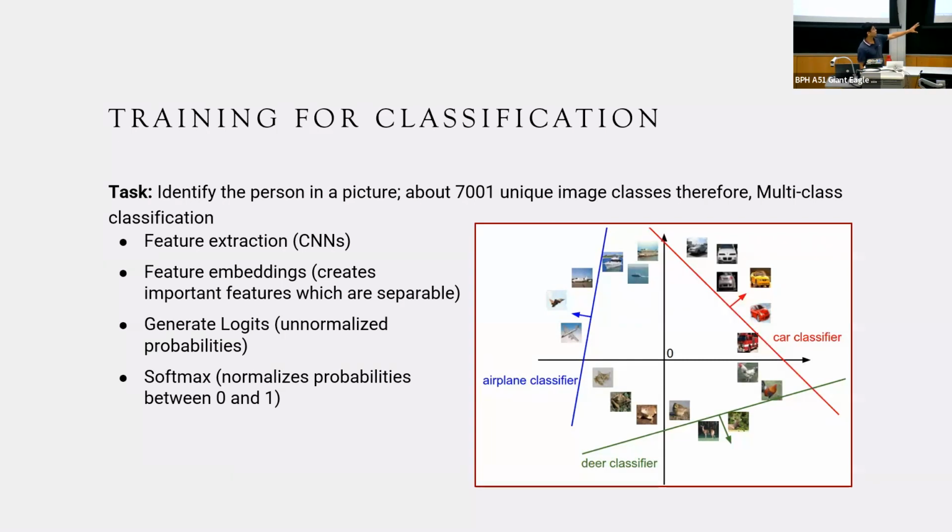This is again a visualization of the feature space. What the feature embedding does is project all the embeddings into a feature space. So the position of all these images is determined by the feature embedding. But the decision boundaries which we are getting here are done by an MLP, the linear classifying layer. So the deer classifier, aeroplane classifier, and car classifier are all done by the multilayer perceptron.